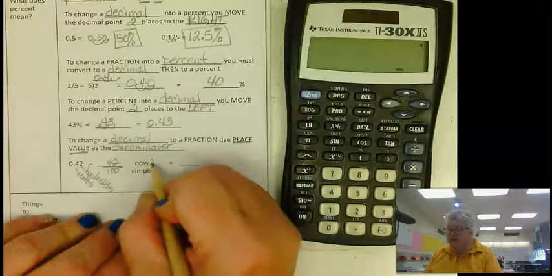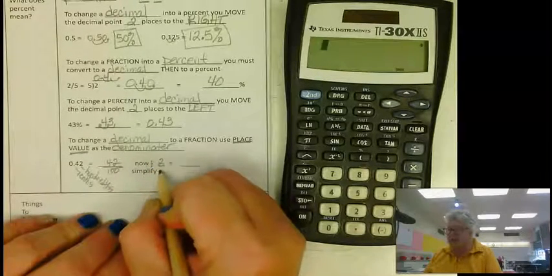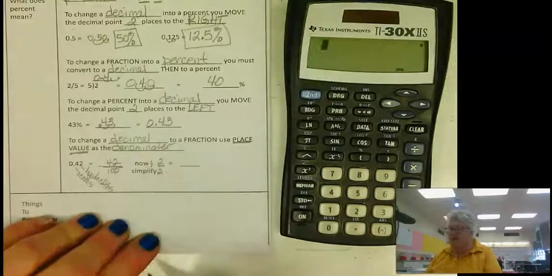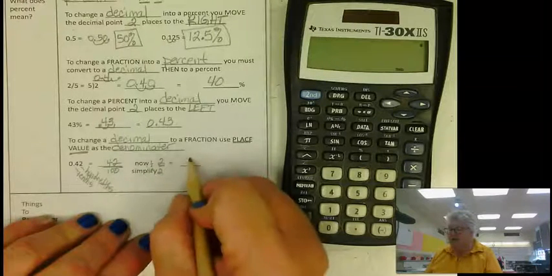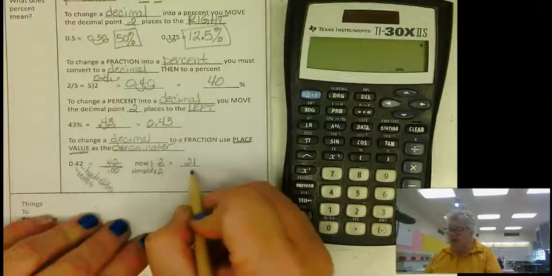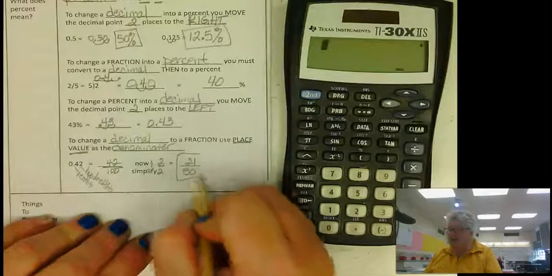Both of these can be divided by 2. So we divide by the invisible 1 of 2 over 2. 42 divided by 2 is 21. 100 divided by 2 is 50. And that's our answer, my friends.